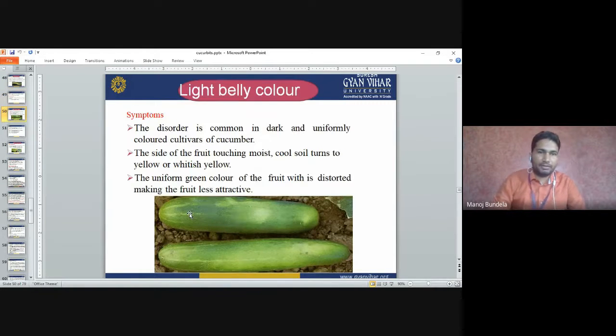Light belly color. The disorder is common in dark and uniformly colored cultivars of cucumber. The side of the fruit touching moist, cool soil turns yellow and whitish yellow. The uniform green color of the fruit is destroyed, making the fruit less attractive. So yellowing color starts on the fruit, it is not attractive, and it is not accepted by consumers.